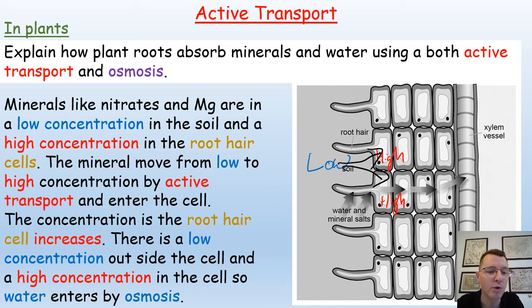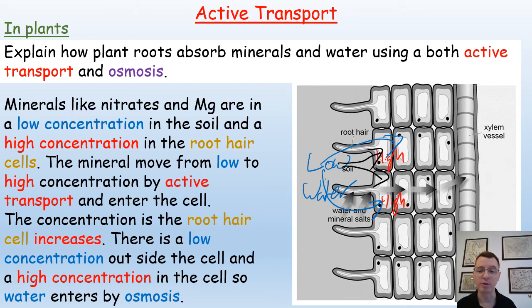The concentration in the root hair cells increases, and there is now a low concentration outside the cell and a higher concentration in the cell. So this also allows water to enter by osmosis. So water will also flow because active transport has created the concentration gradient that will allow water to flow into the root hair cells. So the root hair cells, by using active transport to absorb minerals, also create concentration gradients that allow water to flow in by osmosis, and that's how plants are able to suck up water.